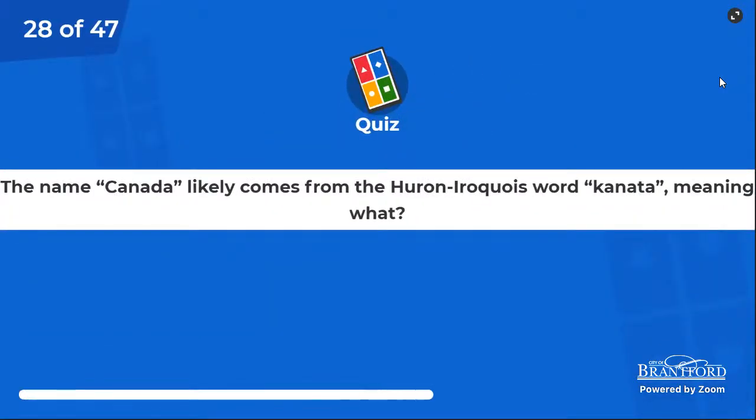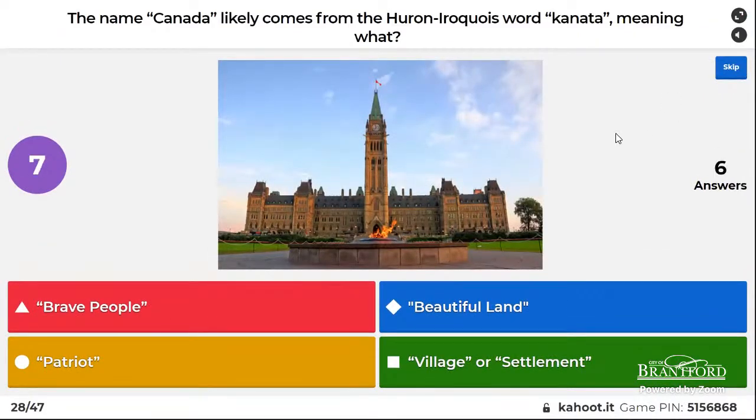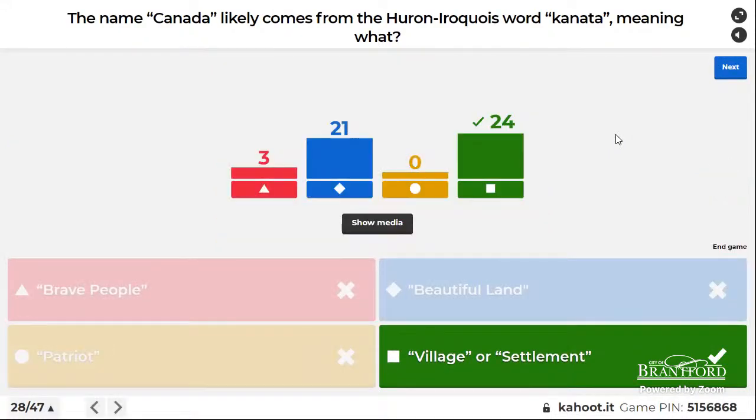The name Canada likely comes from the Huron-Iroquois word Kanata, meaning what? Is it brave people, beautiful land, patriot, or village or settlement? So for those of you who did watch the Heritage Moments back in the day, this was a prominent one, and the correct answer is village or settlement. But I do have to agree with those of you who did guess beautiful land, which was the second place answer. Certainly it is, but unfortunately that is not the correct answer.